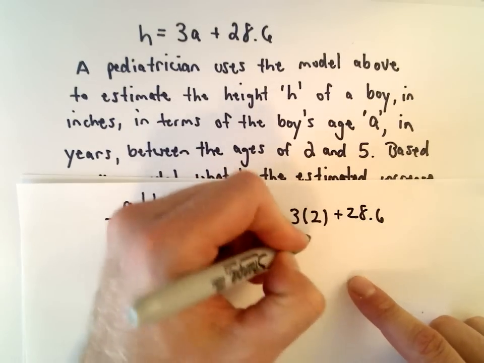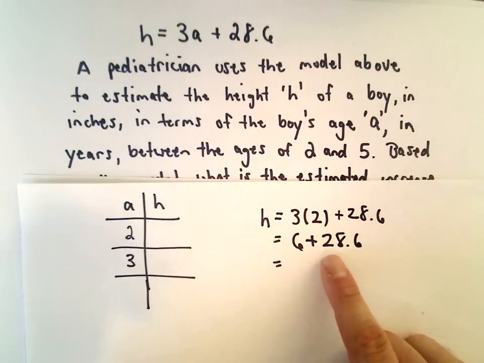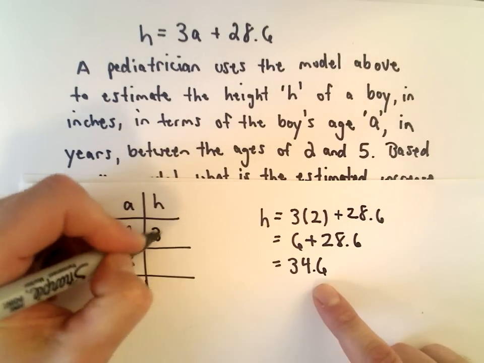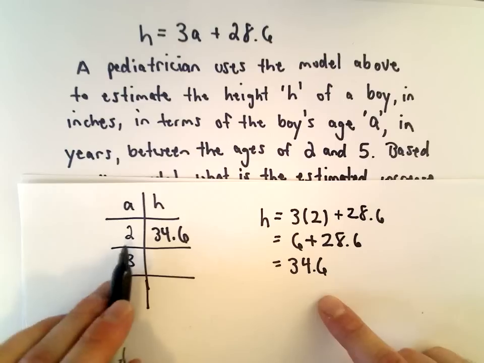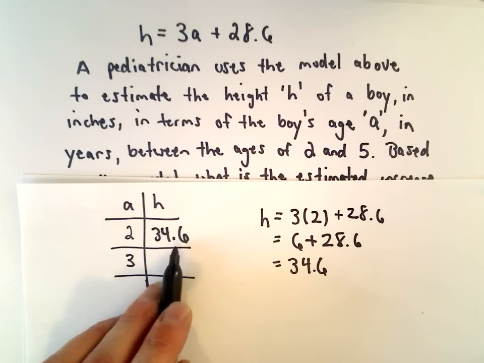3 multiplied by 2 is 6. Plus 28.6. Well, let's see, I guess that's going to give us 34.6? Okay, so at 2, an estimate of the child's height would be 34.6 inches.